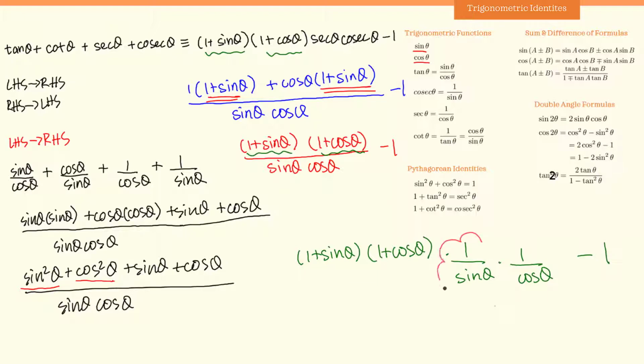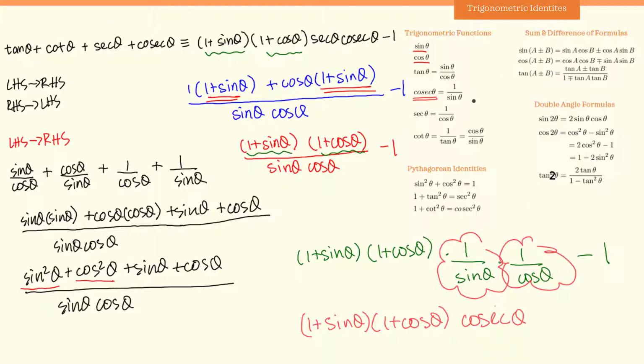And 1 upon sine theta means cosecant of theta, so this would be (1 plus sine theta) times (1 plus cosine theta) times cosecant of theta, and 1 upon cosine of theta means secant of theta, so secant of theta minus 1. I can also interchange these two by writing secant of theta first and cosecant of theta second, because these two are getting multiplied. So this means that this expression over here is this expression here. So I have proven my identity on the left hand side to the right hand side.